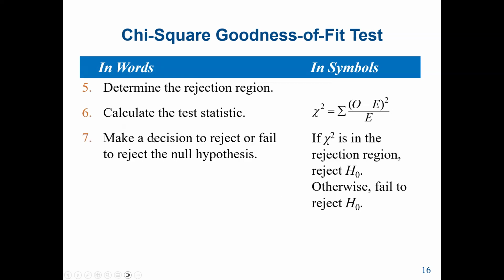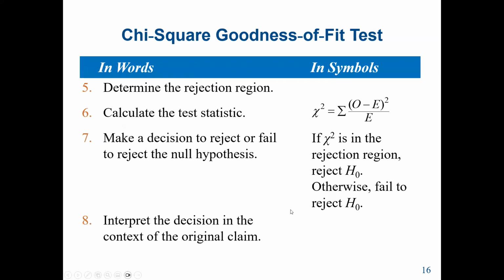And now we have to make our decision. We say we are going to reject or fail to reject the null hypothesis. So here we say that if the chi-square test statistic is in the rejection region, then we reject H0. Otherwise, we fail to reject H0. Now, since we already know the critical value, if we know the test statistic, we can determine the rejection region. And we will see an example soon. So after that, we interpret our decision in the context of the original claim.